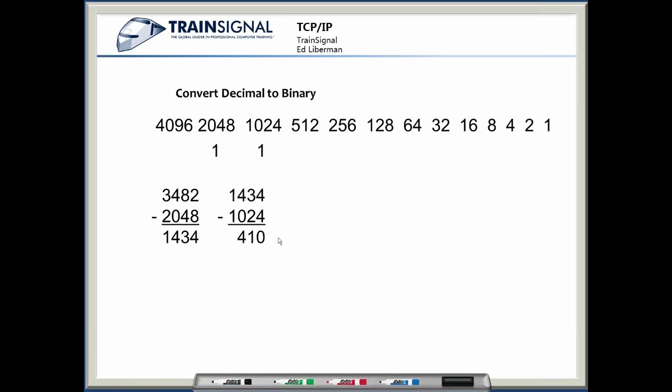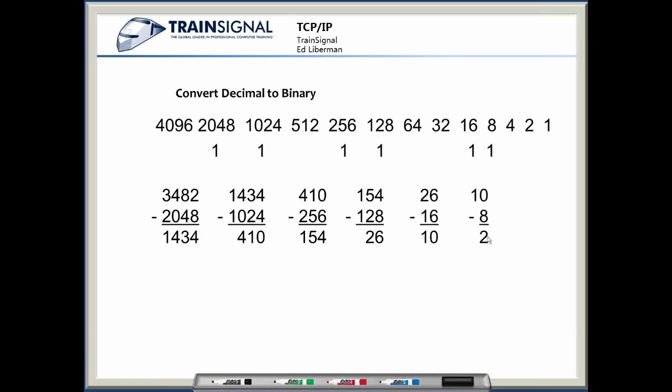What's the largest column that goes into that? Not 512. That's too big. 256. We put a 1 under there, subtract it. 128, subtract it. Now we've got 26. We jump all the way down to 16, put a 1 under it, subtract it. 10 minus 8, and we're left with 2. 2 goes into 2, so we put a 1 under there, and we end up with 0.